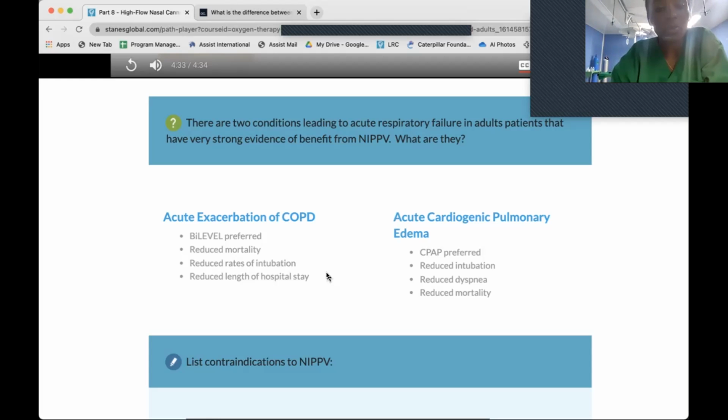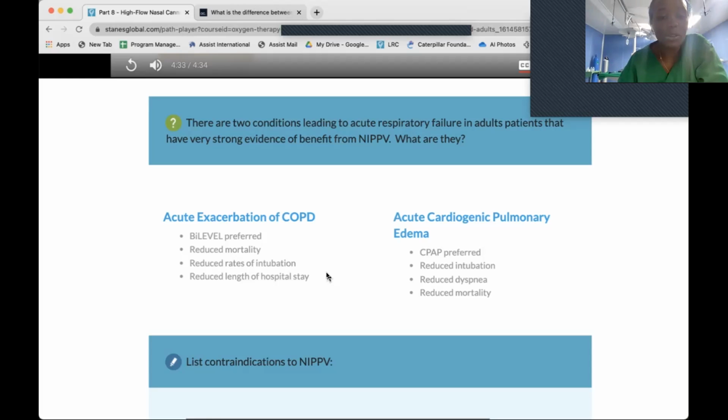So we'll continue with this part for the non-invasive ventilation, whereby there are two conditions leading to acute respiratory failure in adult patients that have very strong evidence of benefit from non-invasive positive pressure ventilation, which has been described above. This is the CPAP and the BiPAPs, and what are they? So you have two major conditions that usually respond very well to this mode of ventilation, and that's the acute exacerbation of COPD and acute cardiogenic pulmonary edema.